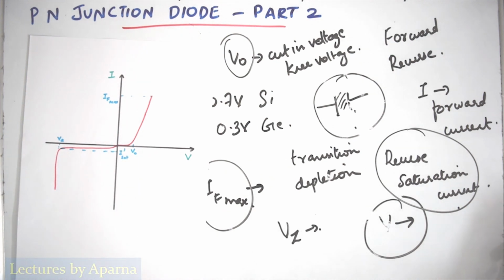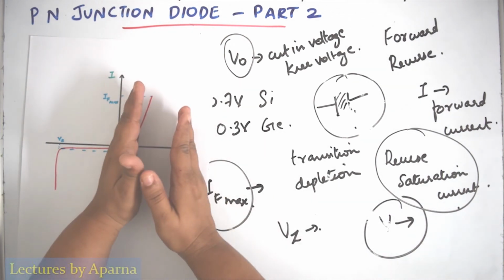So this is the VI characteristics of the diode, and this portion gives the forward bias condition and this gives the reverse bias condition.